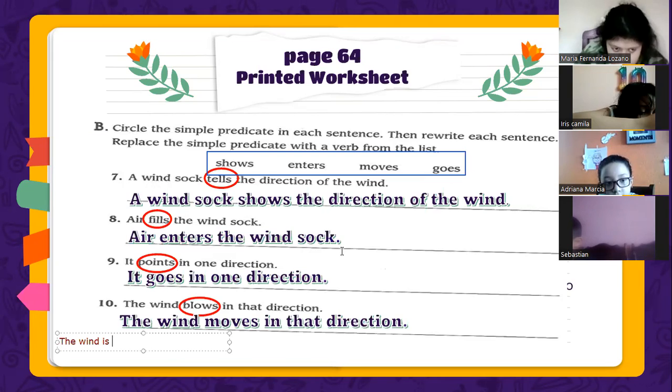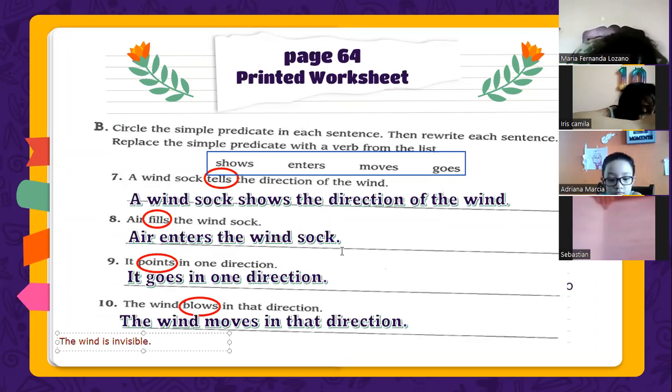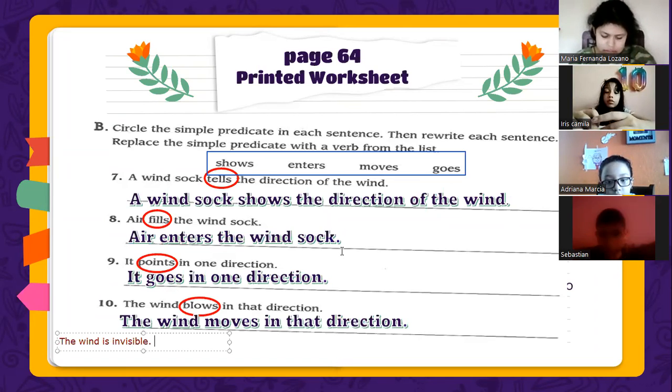But I need something punctual that we can say about the wind. The wind is invisible. You cannot see the wind. Okay, it's invisible. What can we do with the wind? It helps the environment. How? It helps the environment. How? For the body.